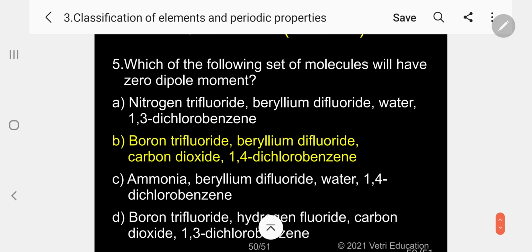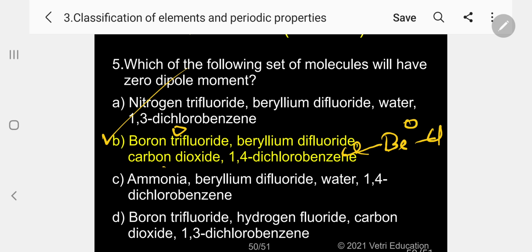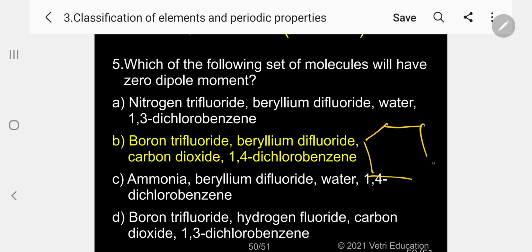Now, very easy. Just take it now, B is the correct answer. Boron trifluoride, I have just written. Then beryllium dichloride is an AB2 molecule, linear, again both cancel, dipole moment 0. Boron trifluoride, 0. Carbon dioxide, I informed you, 0. Then 1,2-dichlorobenzene, what is that? This is the structure. Here the separation is in the opposite direction, so 0. So this is the correct answer.